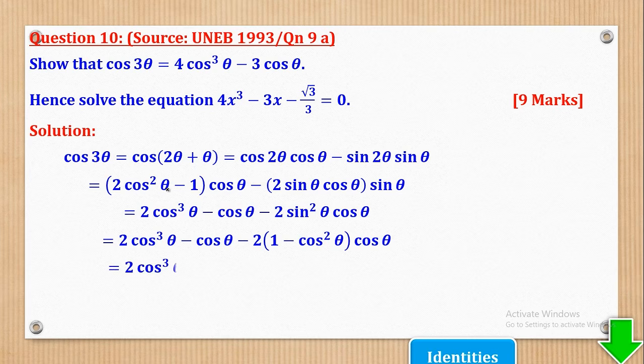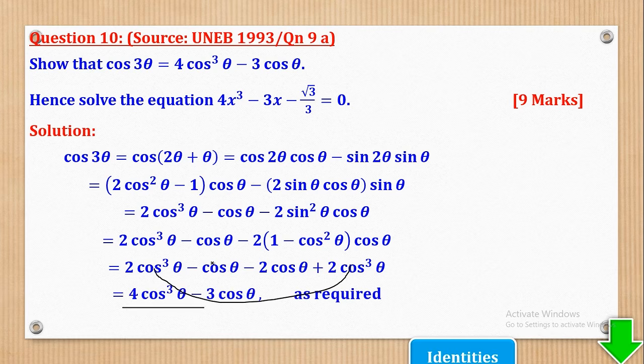Now next is to open brackets. When I open brackets, this gives me 2 times 1 times this is 2 cos theta. Then also 2, but there's negative here, so negative 2 times negative cos squared theta times cos theta is positive 2 cos cubed theta. Then when I collect like terms, this and this gives me 4 cos cubed theta, then this and this gives me minus 3 cos theta, and that was the required proof.